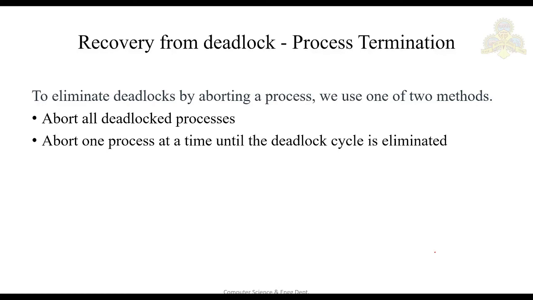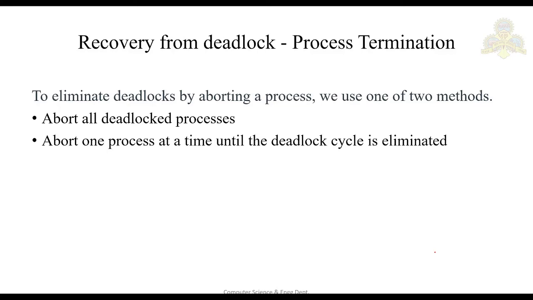So this is one way, and these are the costs of terminating a process: whatever the process has done, you have to discard it all. The next one is to abort one process at a time until the deadlock cycle is eliminated. This method incurs considerable overhead, since after each process is aborted, a deadlock detection algorithm is invoked to determine whether you still have a deadlock in the graph.